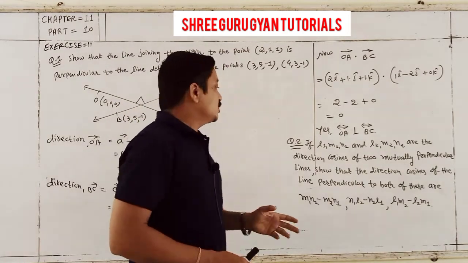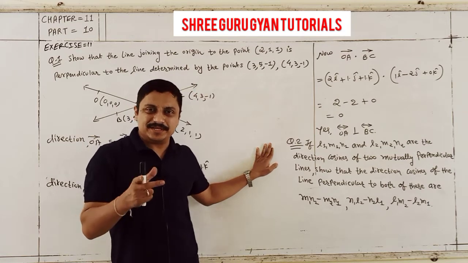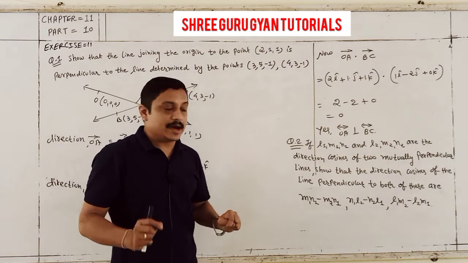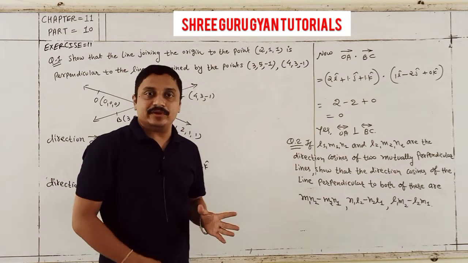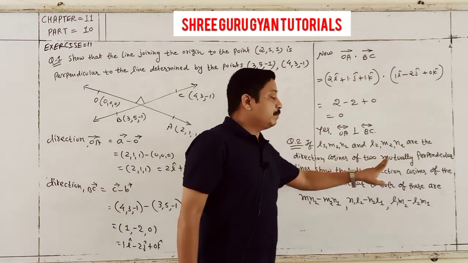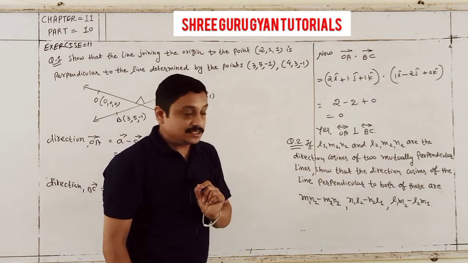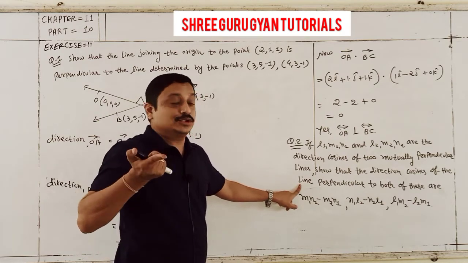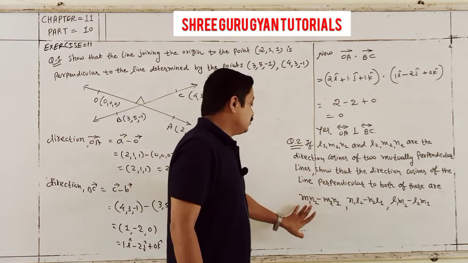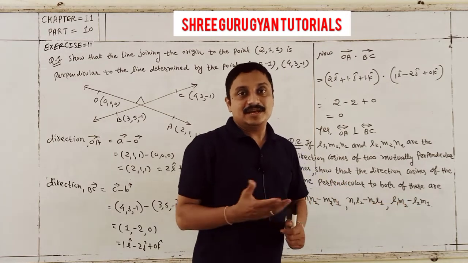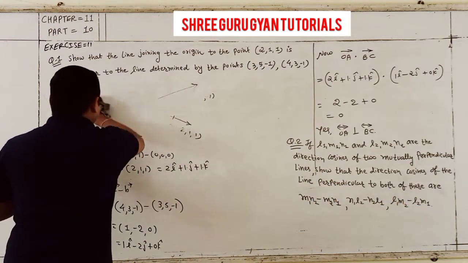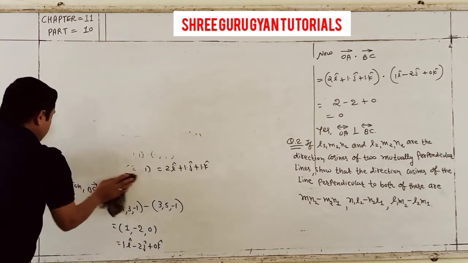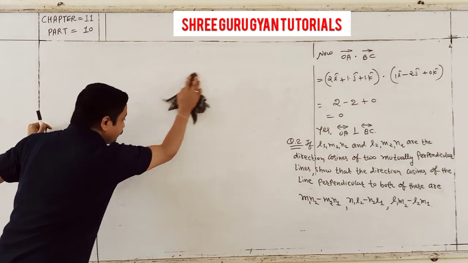Now students, question number two is also very easy. If L1, M1, N1 and L2, M2, N2 are the direction cosines of two mutually perpendicular lines, show that the direction cosines of the line perpendicular to both L1 and L2 are as follows. Just I prove this, first this, second this, and third this. Very easy. First of all, the given lines L and M have two sets of direction cosines. I will show it using a diagram.